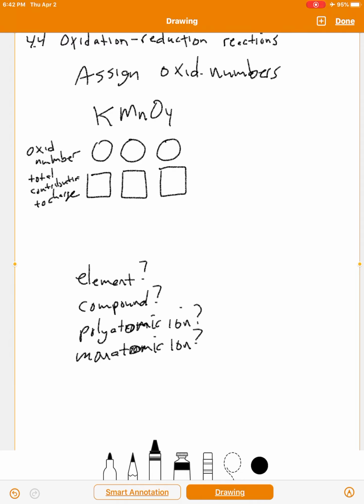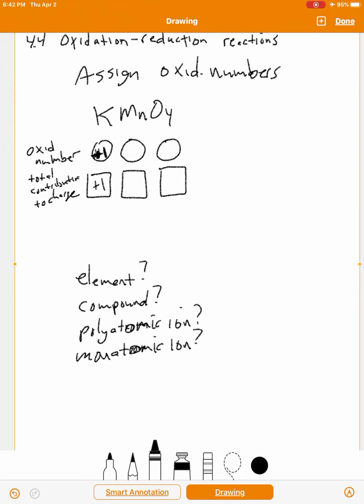Okay, so now that we know it's a compound, we come back and we say, okay, potassium. Well, potassium, there's a rule in there. The alkali metals have oxidation numbers of +1 in compounds. And then you say, well, how many potassiums are there? There's only 1. So the total contribution to charge would be 1 times +1. So you take the number of potassiums and multiply that by the oxidation number.